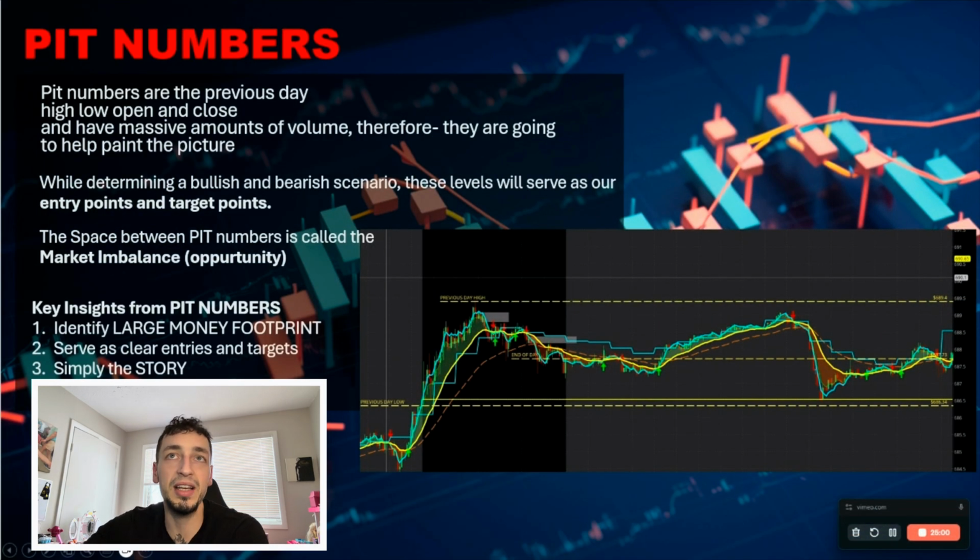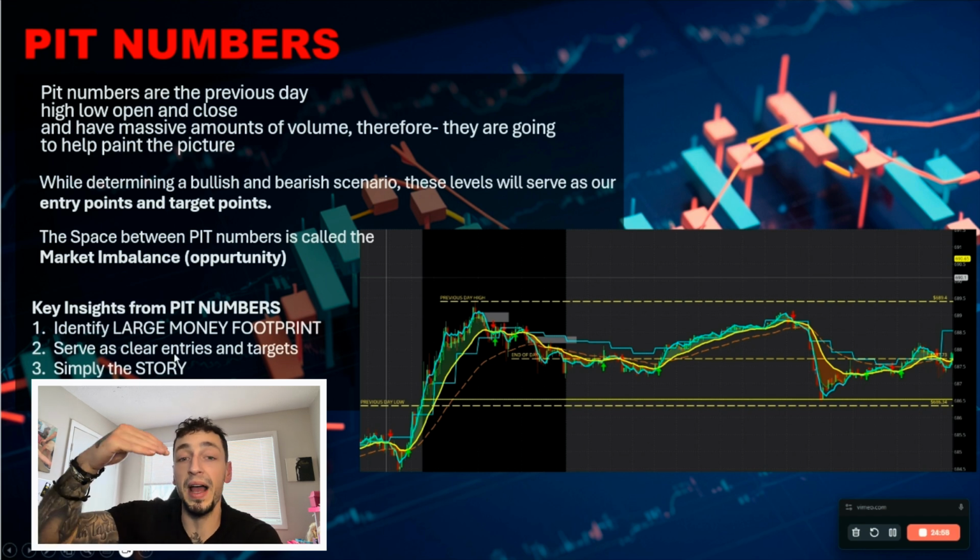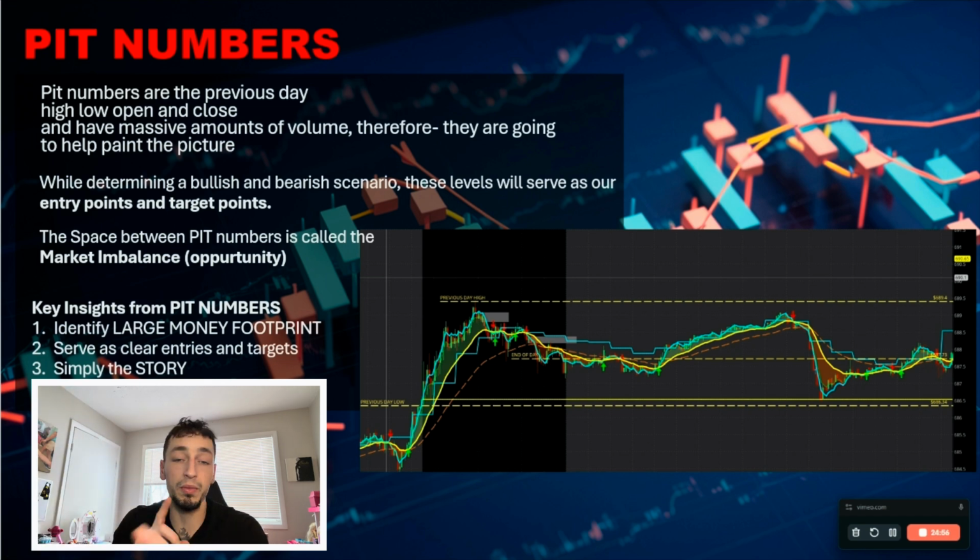So some key insights about pit numbers is they help us identify what the banks are doing, right? Once again, we cannot move price. The banks do. So it's not up to us to predict or be Houdini or throw our little magic cap on and guess what's going to happen. It's up to us just to see what's happening. It's up to us to identify what the banks are doing.